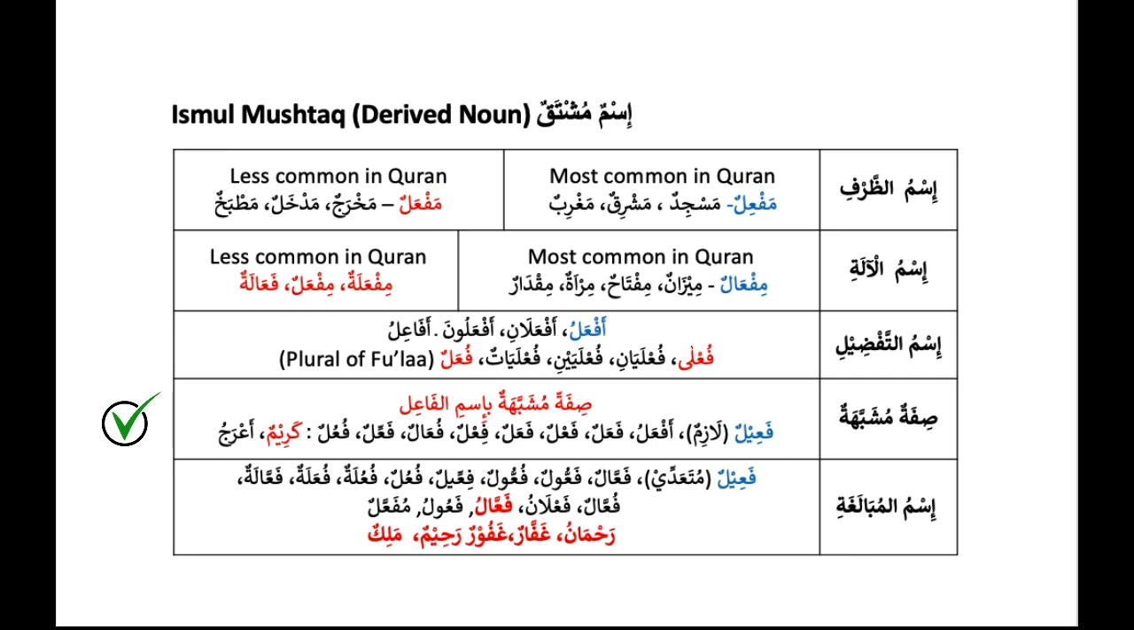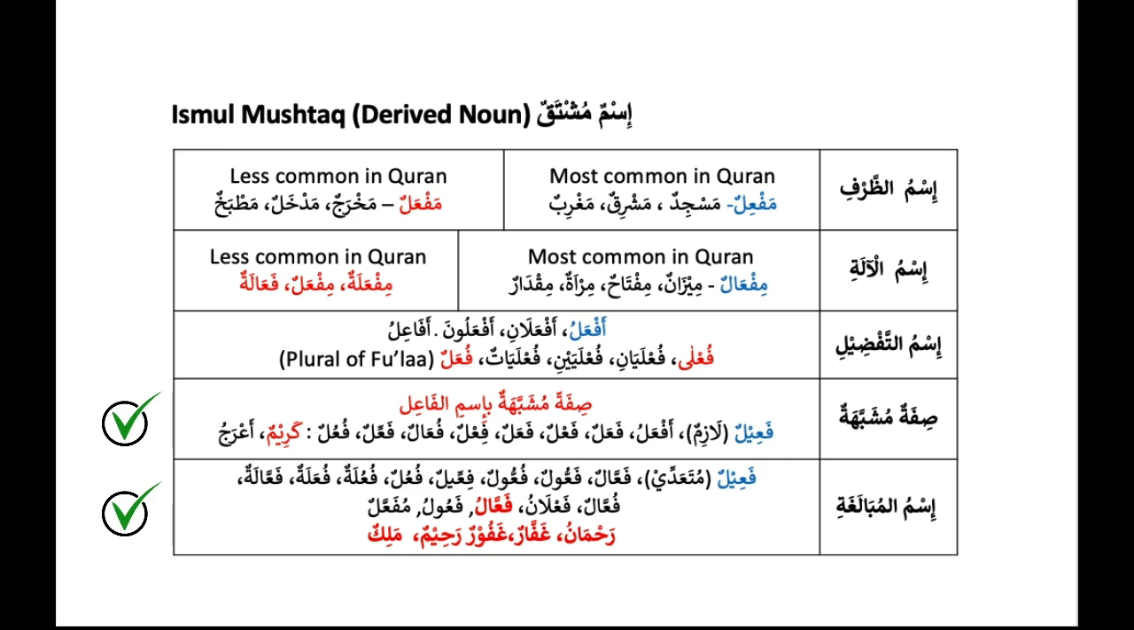Next is Ismul Mubalaga. Again, fa'ilun came as the most prominent pattern of Ismul Mubalaga. There are other patterns as well in Ismul Mubalaga, and they appear from time to time, and you'll be able to identify them as time goes, inshallah. For example, Rahmanu, Ghaffarun, Ghafurun, Rahimun, Malikun.